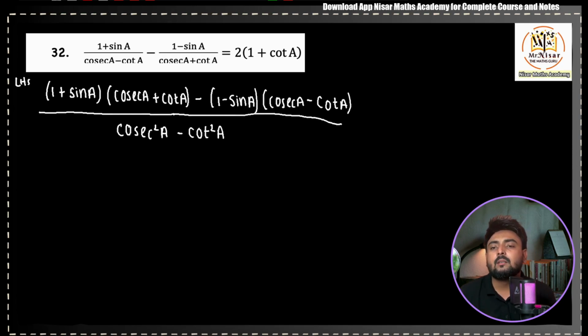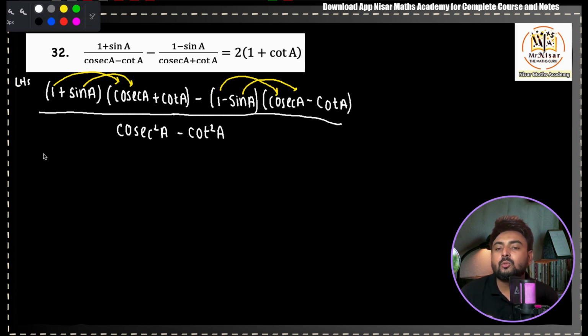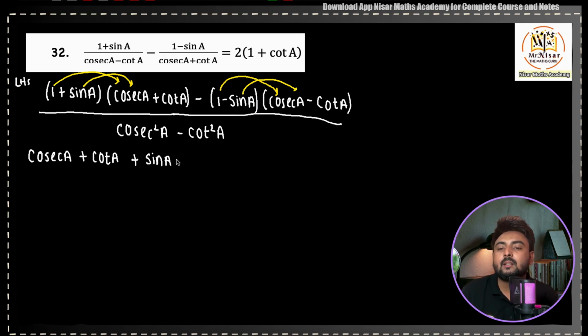What can be the next step? Multiplication of a bracket by a bracket. So this 1 will be multiplied with the whole bracket, then sin will be multiplied with the whole bracket. Again here 1 will be multiplied with the whole bracket, and then sin will be multiplied with the whole bracket. Let's try to solve it. So 1 into cosec A plus cot A, it will be as it is, cosec A plus cot A. Then we have plus sin A multiplied with the bracket. So sin A into cosec A plus sin A into cot A.